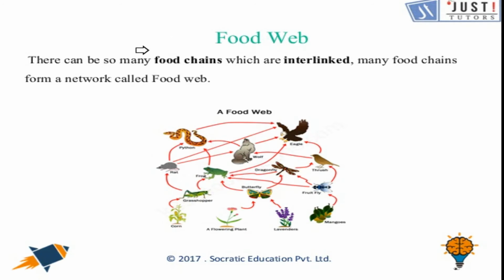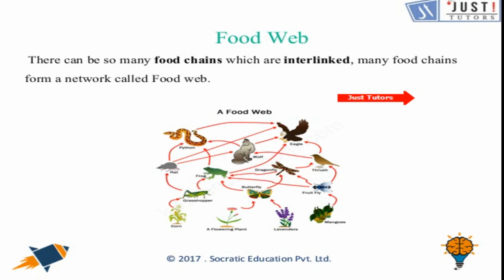Let's talk about food web. In any ecosystem there can be many food chains which are interlinked at various levels, and thus many food chains form a network which is called a food web.